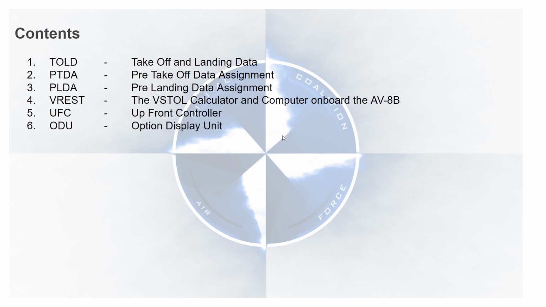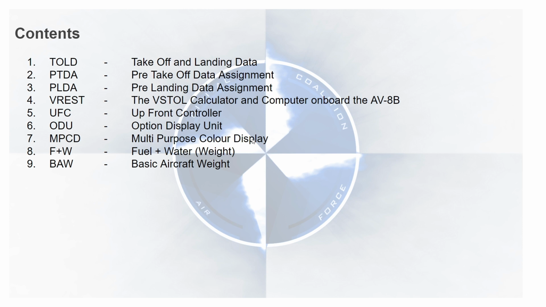UFC is the upfront controller. The ODU is the option display unit. The MPCD is the multi-purpose color display. F plus W is the fuel plus water combined weight. BAW is basic aircraft weight, and this is defined as the empty weight of the aircraft, including the pilot.